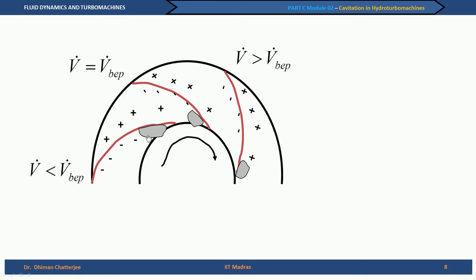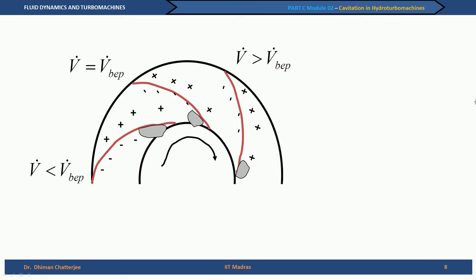When the volume flow rate is less than BEP, the cavitation structures are slightly more pronounced, but most importantly it is still taking place on the suction surface of the blades, as shown by the minus sign. The plus sign, as you remember, is the pressure surface of the blade. However, when the volume flow rate is greater than the volume flow rate at BEP, the best efficiency point, then we see the cavitation occurs on the other surface.